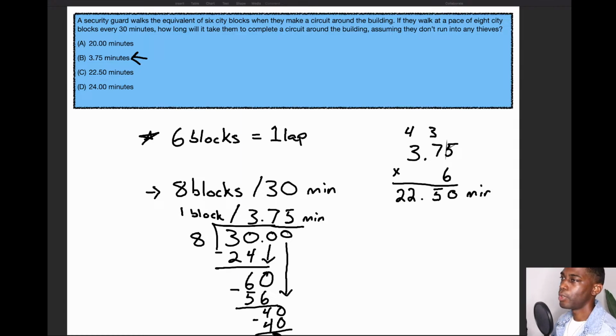All right, so we go back to our question. How long will it take him to complete a circuit around the building? Right, it'll take him 22.50 minutes. Go back to our answer key now, and we'll actually see, ironically, right? No pun intended. We will see over here that our answer is C. 22.50 minutes.